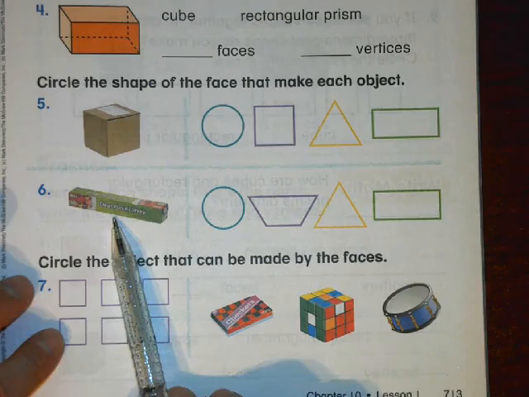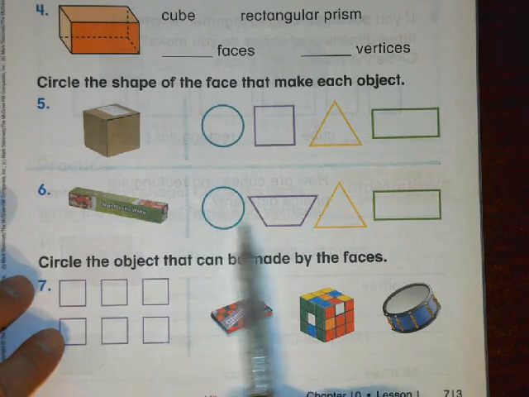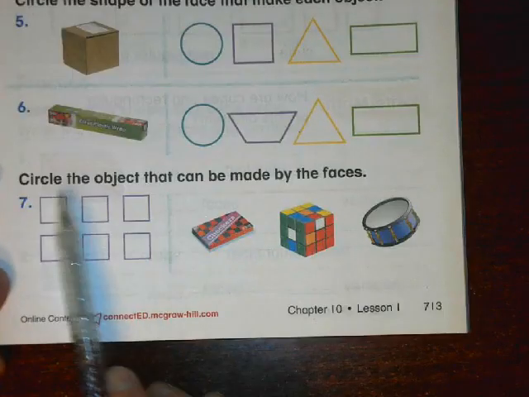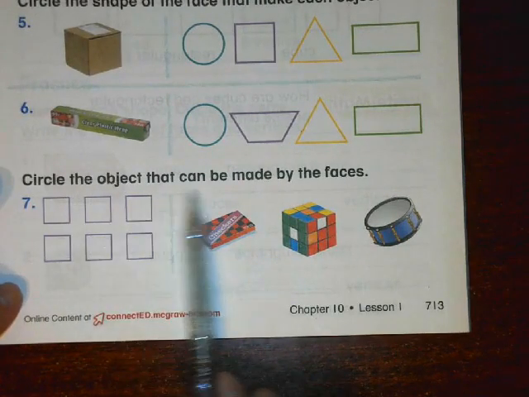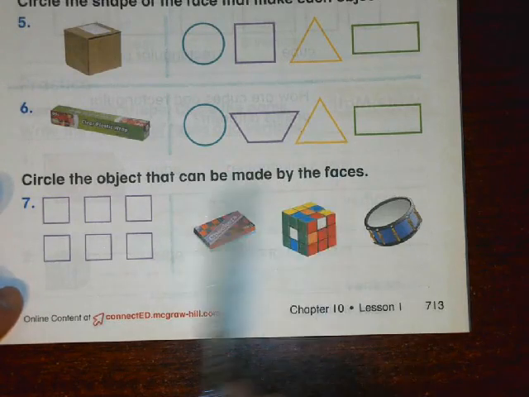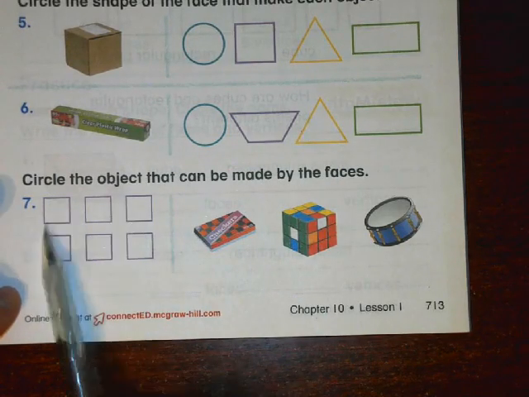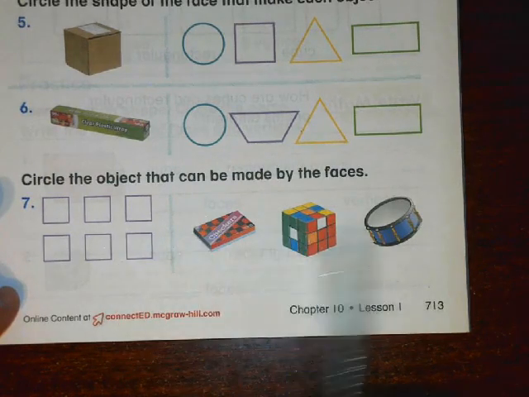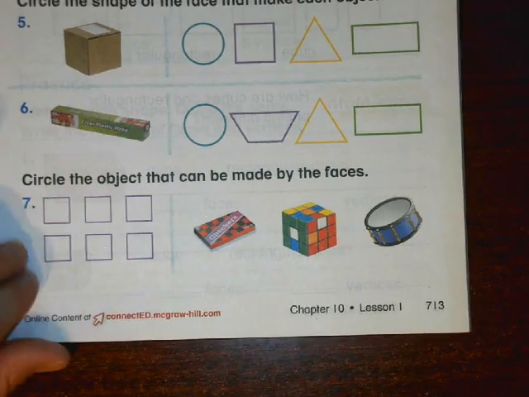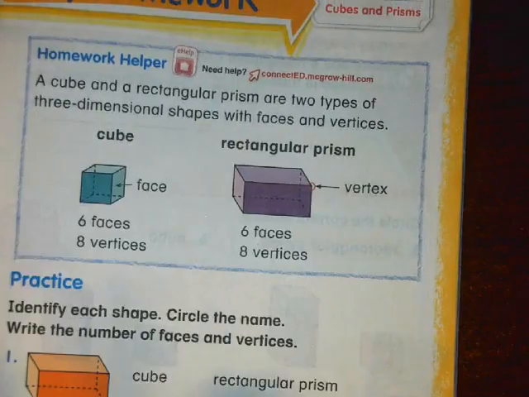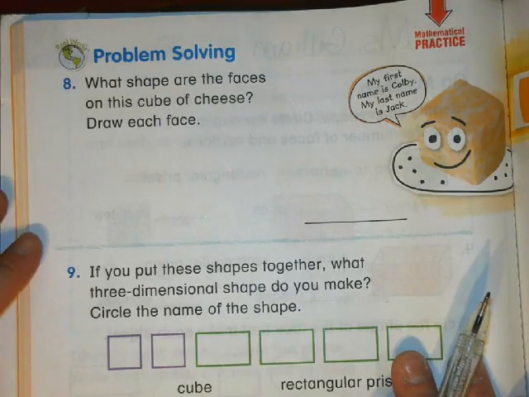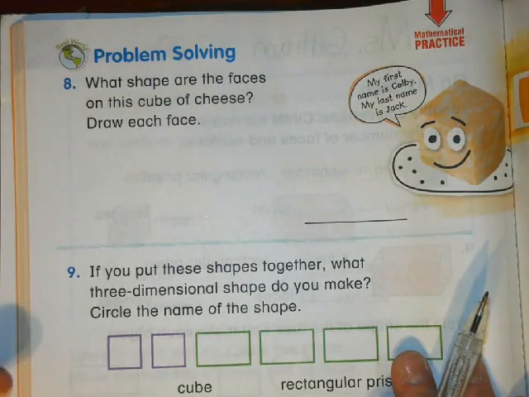Number 6, this is a rectangular prism. So circle the shape that can make one of its faces. Number 7, circle the object that can be made by the faces. So there's 6 square faces. If you put them all together, which of these toys does it make? Circle your answer. Okay, let's go to number 8, problem solving. If you're not ready, pause the video, finish on my own, and then push play when you're ready for problem solving.